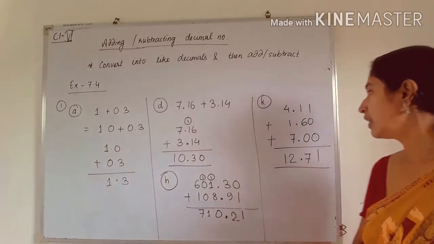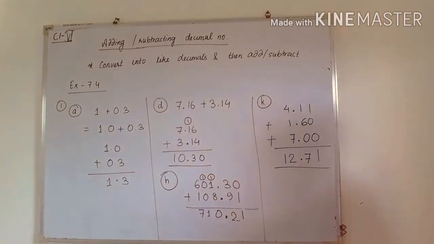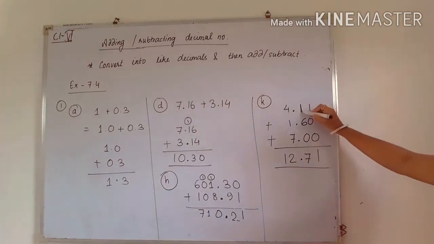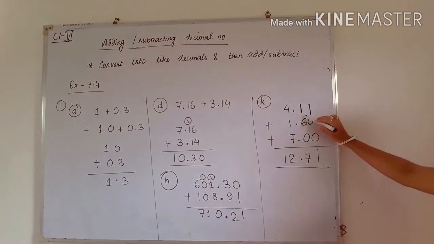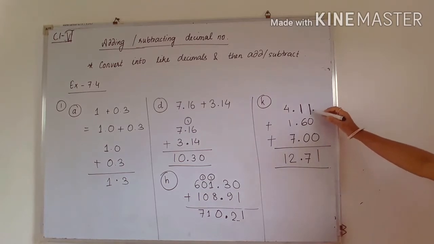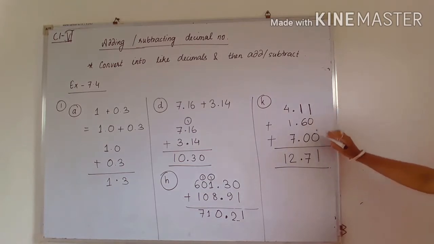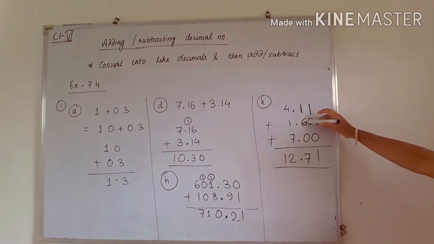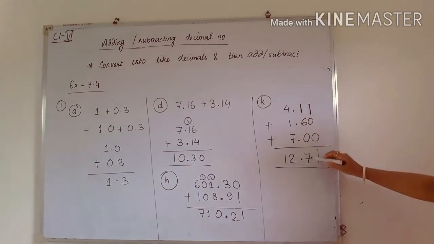so 710.21. Similarly, for K also you have to make it into like decimal numbers. So 4.11. There are a total of 2 digits in the decimal place, so you have to make both numbers have 2. After adding the hundredths place we got 1, then after that we have to add the tens place, that will be 6 plus 1, 7.